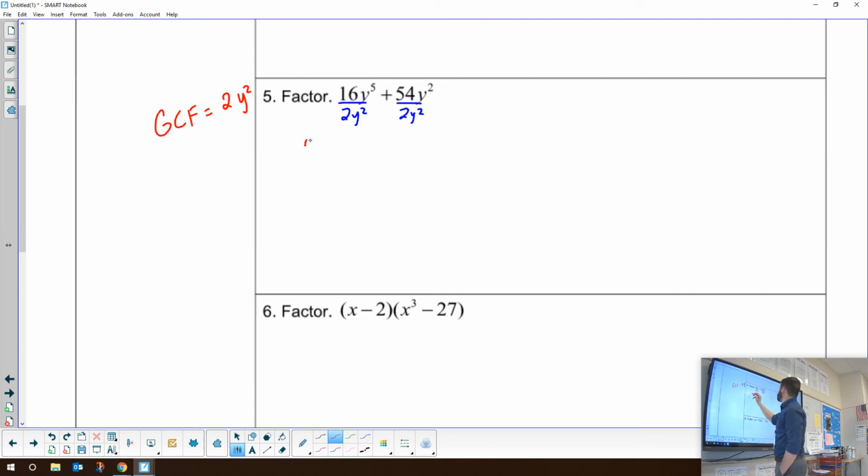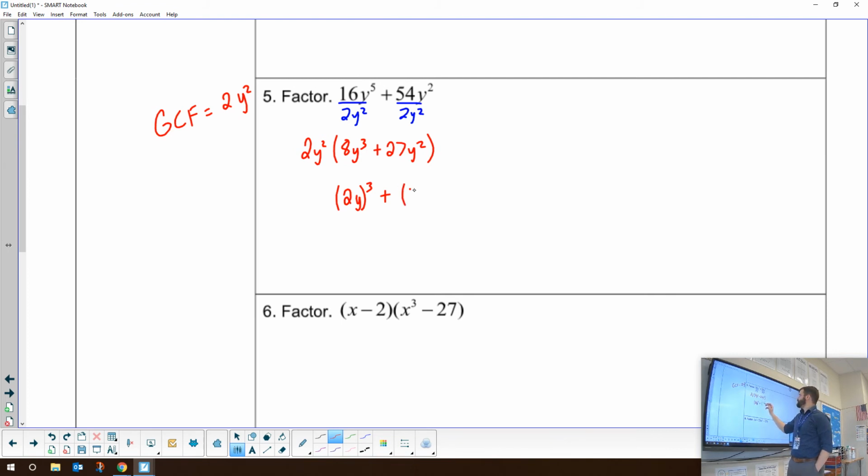So we're going to get 2y squared in front times 8y to the third plus 27y squared. Okay, the cube root of 8 is 2, so we can write this as 2y cubed plus the cube root of 27, which is 3. Oops, sorry guys. This y should have gone away whenever we divided, right? Some of you were probably yelling at your screen for me. Look, 54y squared divided by 2y squared is just 27. So this one's just going to be 3 cubed.